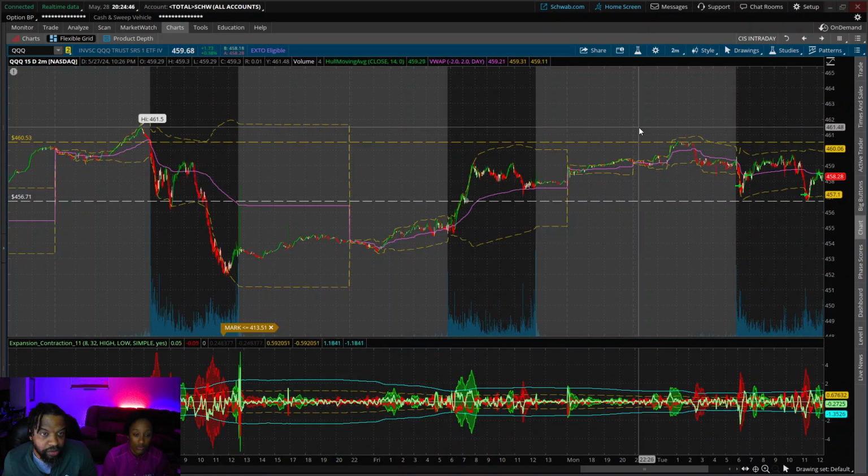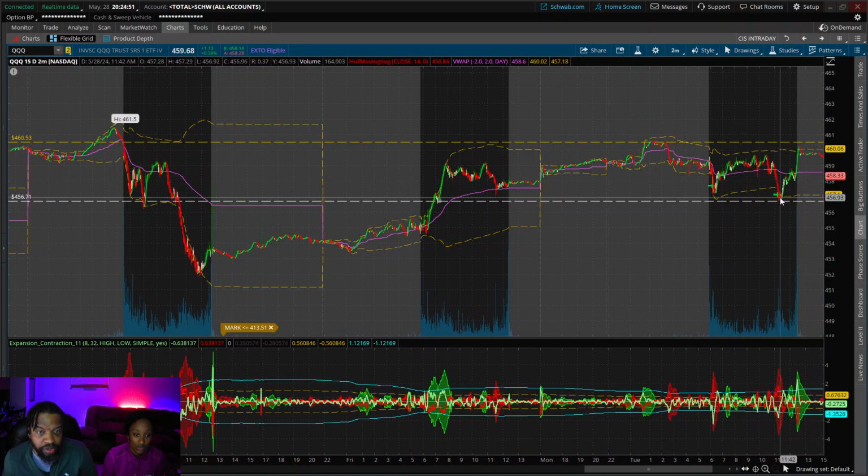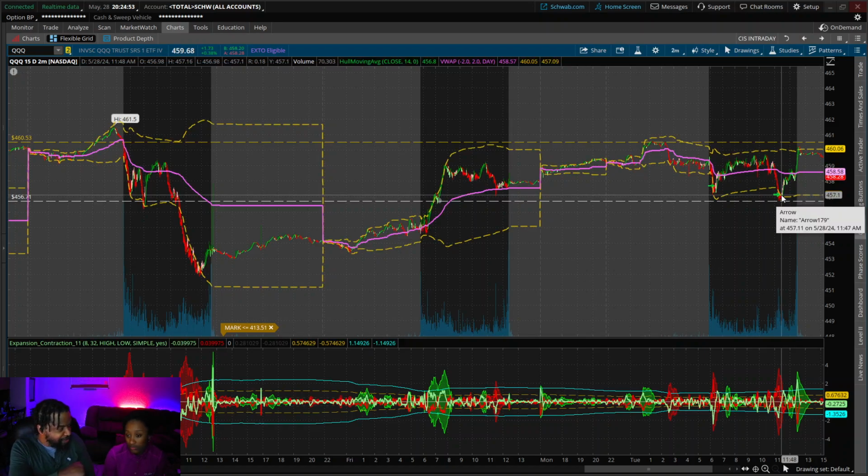Let me zoom out here. So yeah, you would have nailed 2 winners in that day. One bigger than the other one. Shout out to you. Give me some. Simple play. A very simple play, guys.